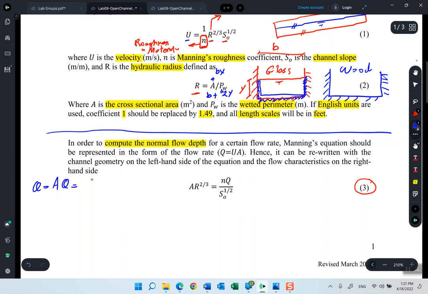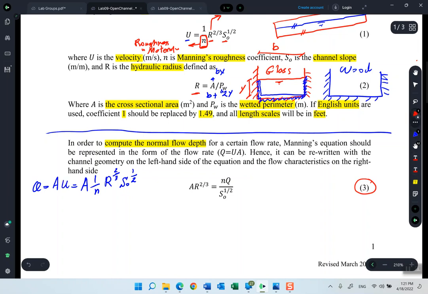So I will multiply equation number 3 by the area. So it will be A times 1 over n, R to the power 2 over 3, and then the square root of S naught. So if you try to simplify this equation further, you can do a very simple trick. You can put everything, I'm sorry, this is U, not Q.